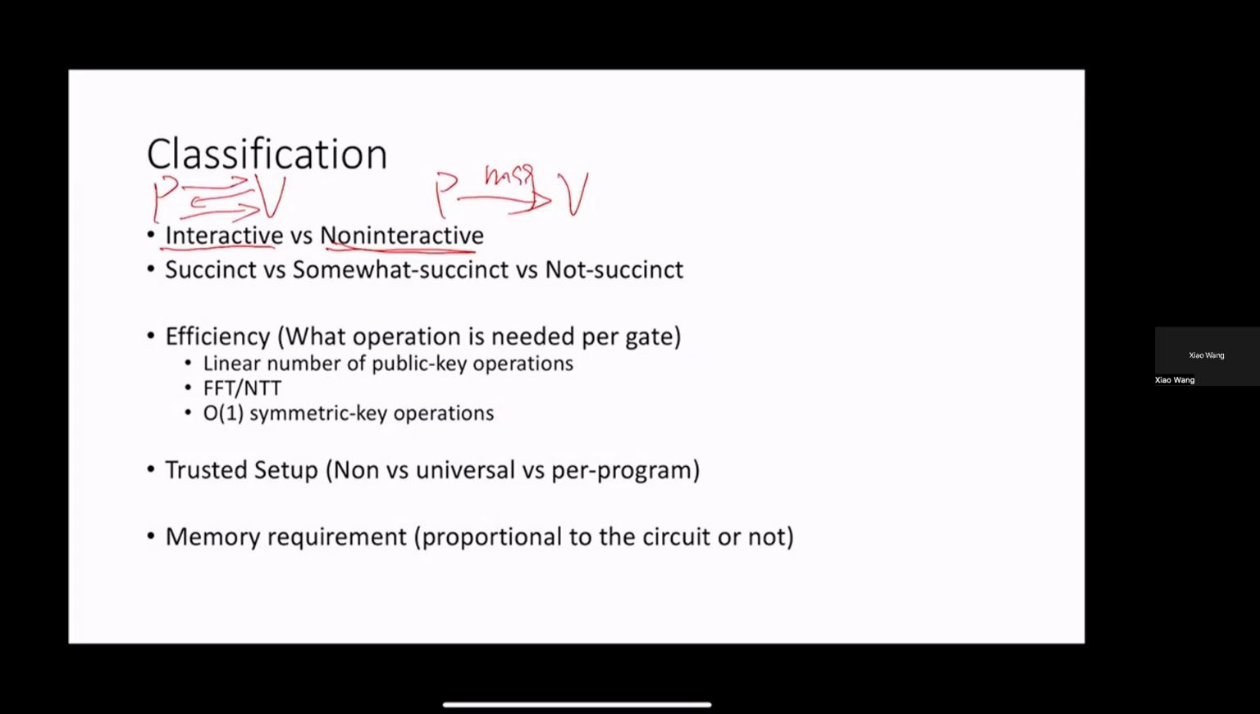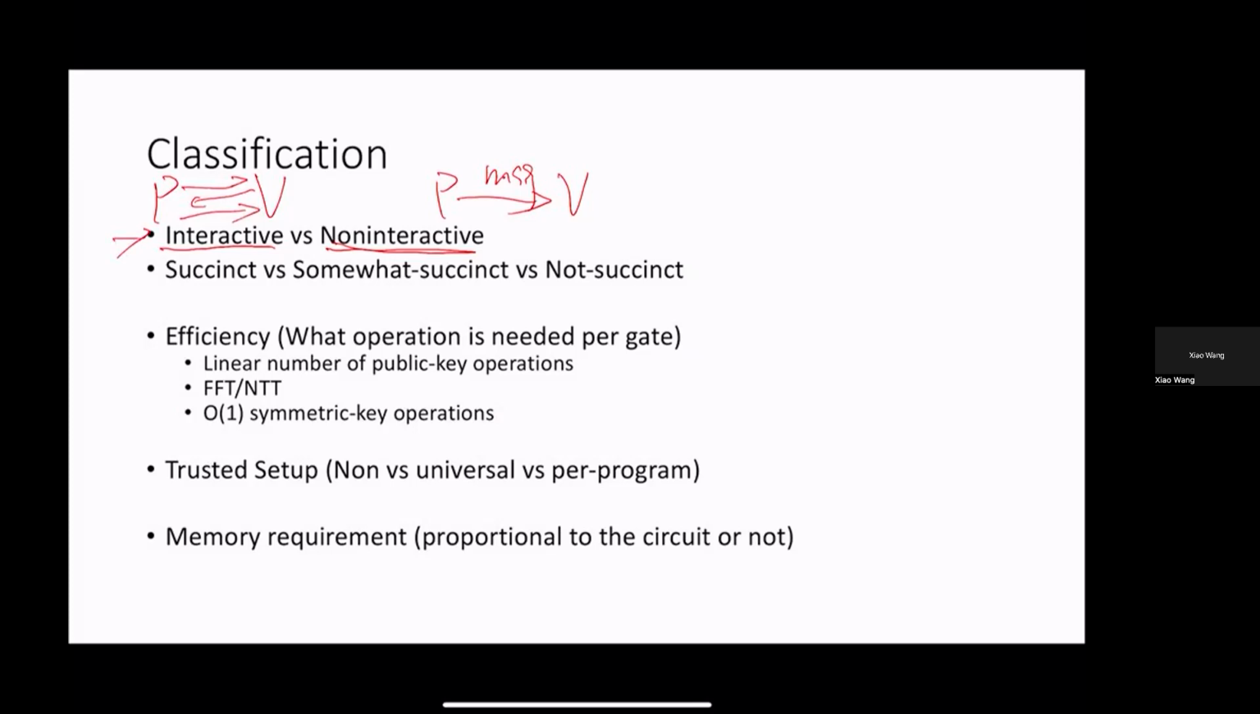Ideally we want non-interactive zero knowledge proofs because the message can be reused, for example, and many verifiers can verify it. So non-interactive is good, but not all of the existing protocols can be made non-interactive efficiently. So that's interactivity. Any questions?